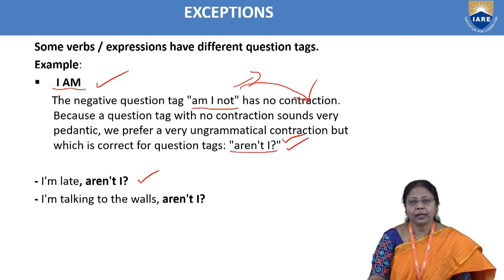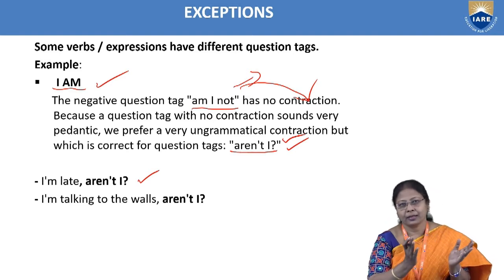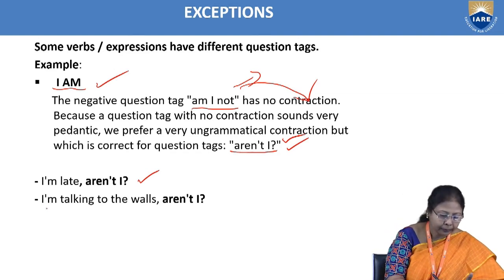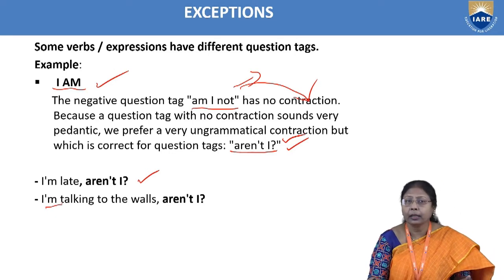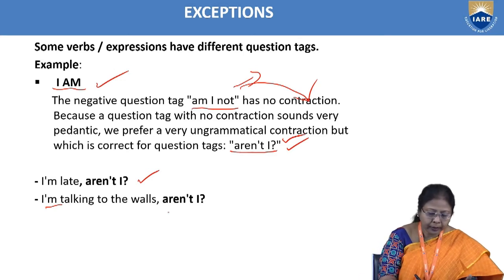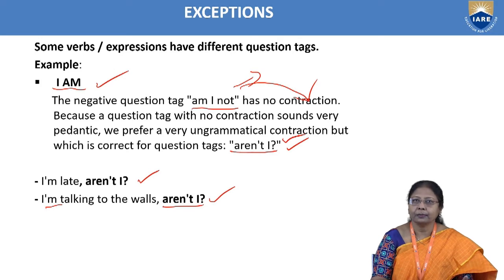I'm talking to the walls. Usually, when we get angry with our siblings or anything, we keep talking to the walls to convey something to our siblings, you see. Here, am is an auxiliary verb, where we cannot say "am I not". No, it's not a correct expression. So, "aren't I" is the right expression here.